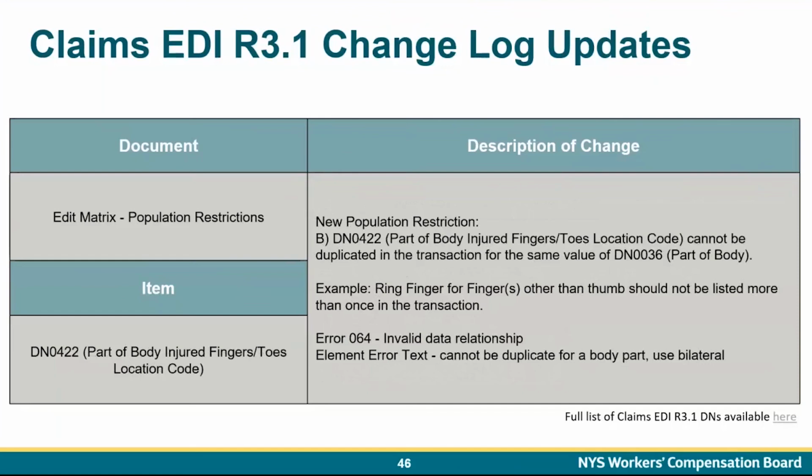We added a new population restriction for DN 0422, part of body, injured fingers, toes, location code. This coincides with change log item number 229. This change was to facilitate the O2 change transactions and protect data integrity. So, for example, ring finger, for fingers other than thumb, should not be listed more than once in the transaction. And to simplify that, you should use bilateral ring fingers rather than right and left ring fingers.